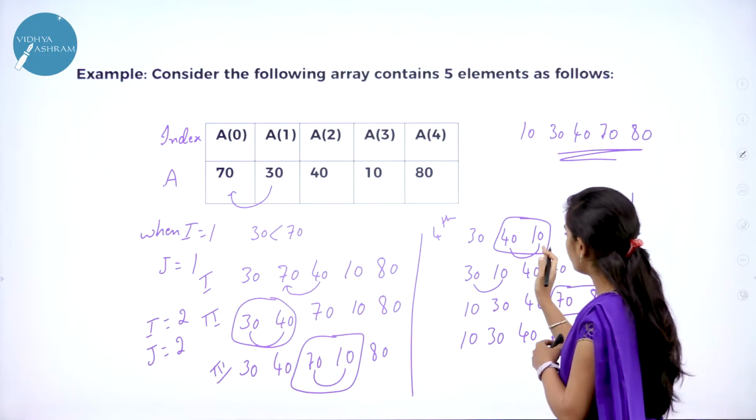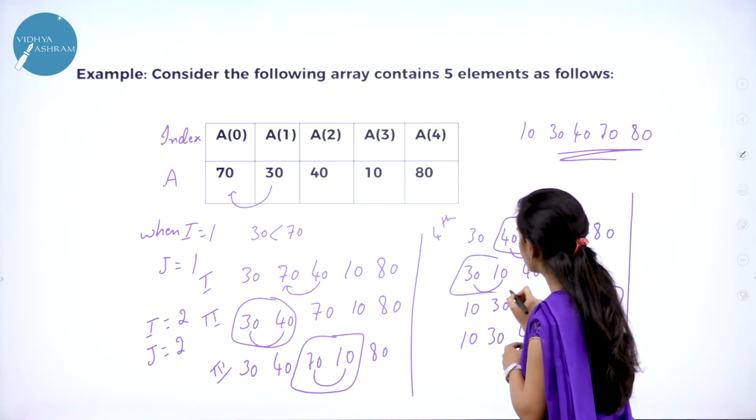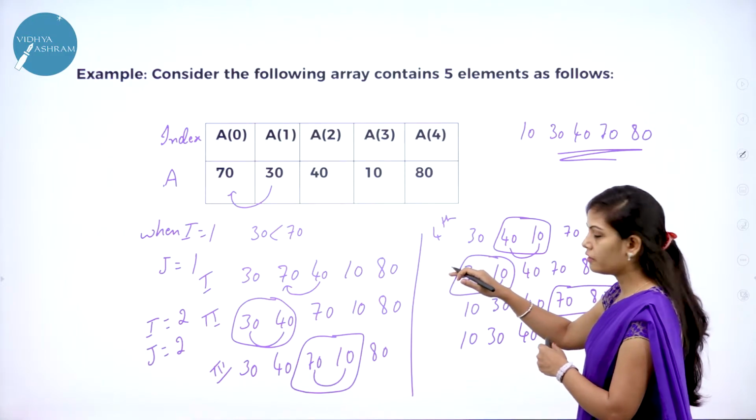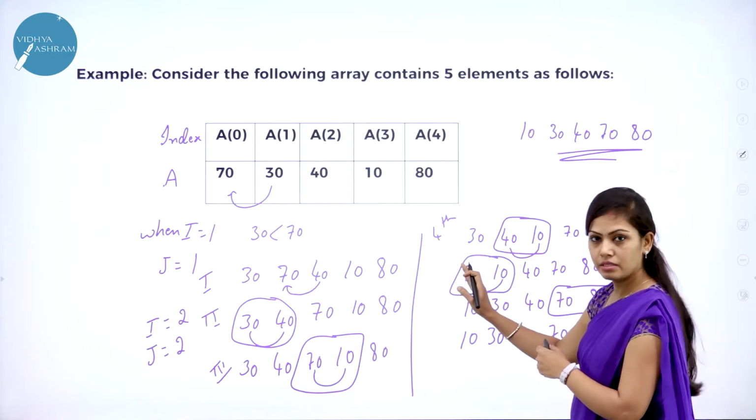And again after this, compare these two elements, that is 30 with 10. So 10 is less than 30.